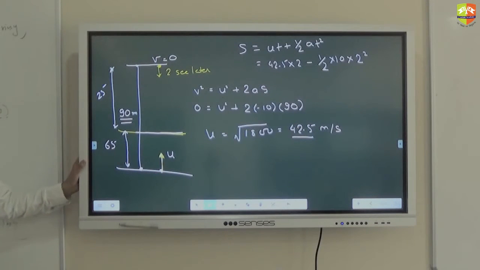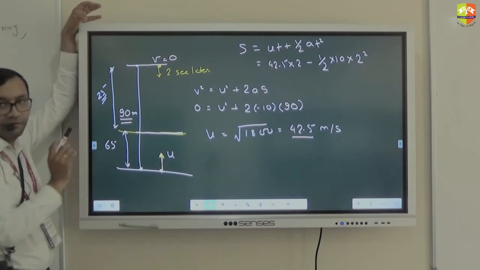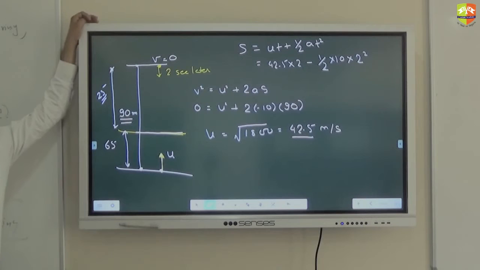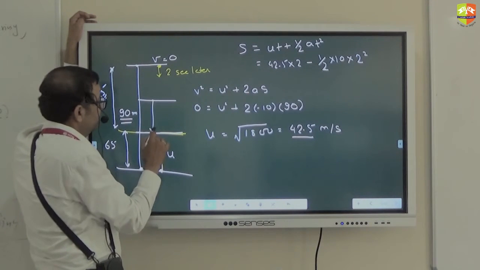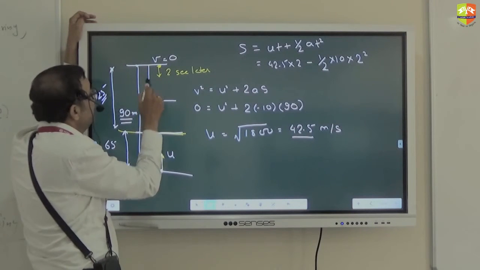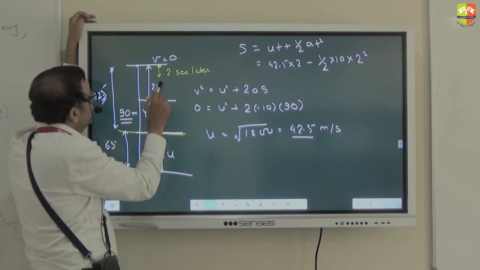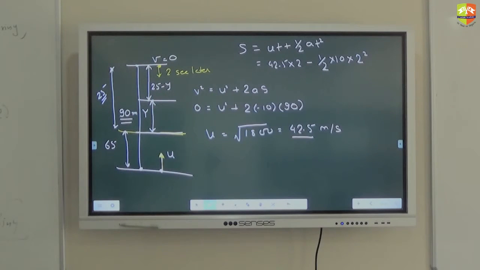Okay, this 65, remaining is 25, so these two stones together have to cover a distance of 25. All of you get this? Understood? Now suppose they meet here, this distance let us say y. So this distance will be 25 minus y. Now solve it. Stone 2 will travel 25 minus y, stone 1 will travel y. So you have two equations and then you solve it.